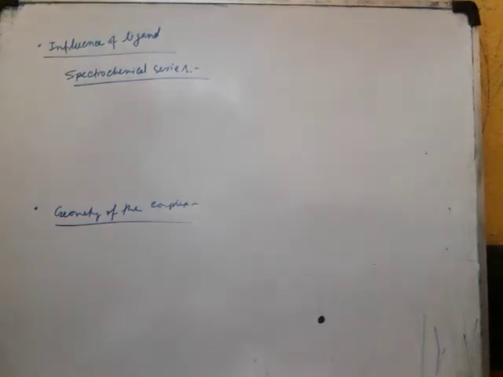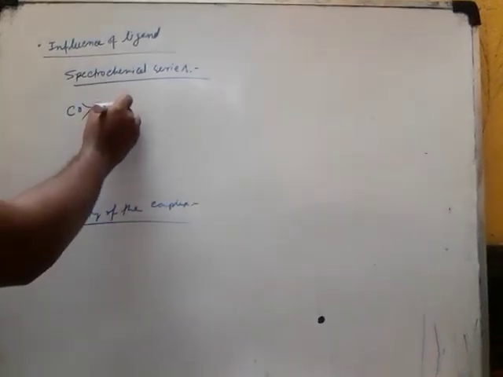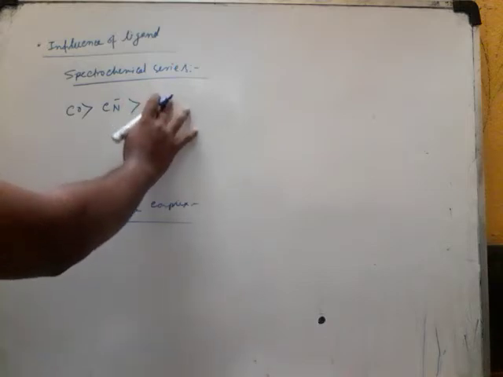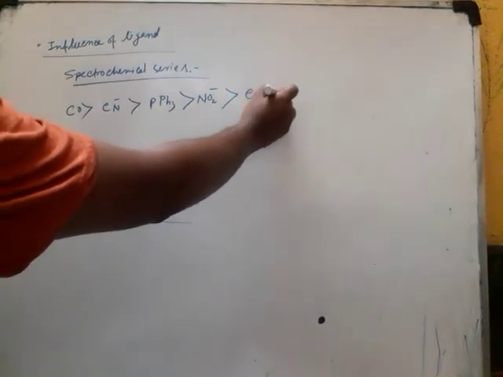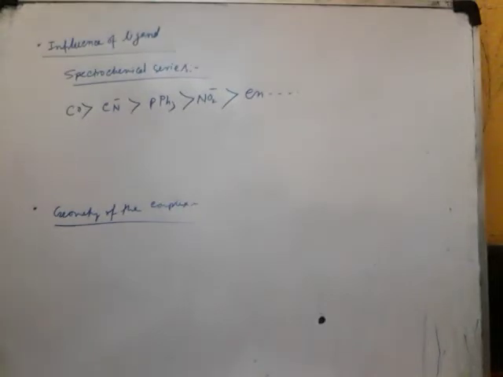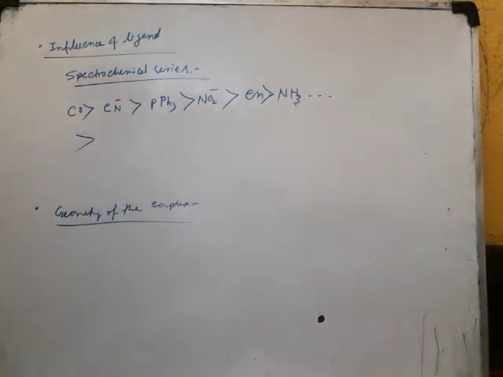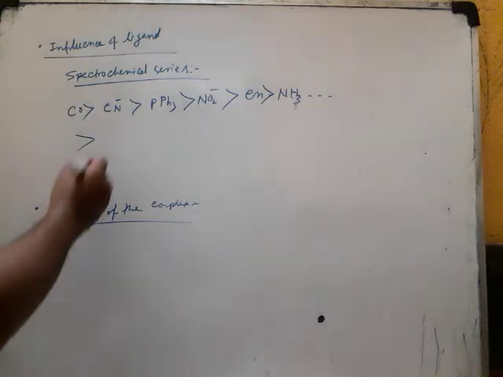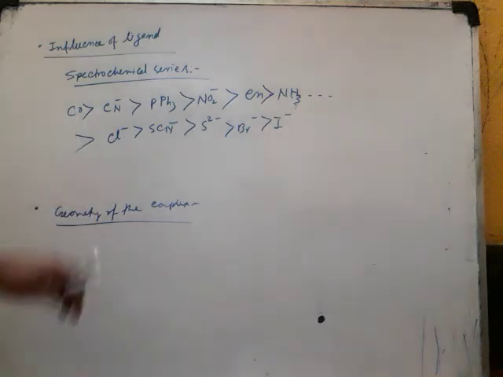According to this series, carbon monoxide is the strongest ligand. Then comes CN minus, then triphenylphosphine, then NO2 minus, then en, and so on, then NH3, and so on. And weak field ligands are like Cl minus, SCN minus, S2 minus, Br minus, I minus. These are the weak field ligands, and the others are strong field ligands.